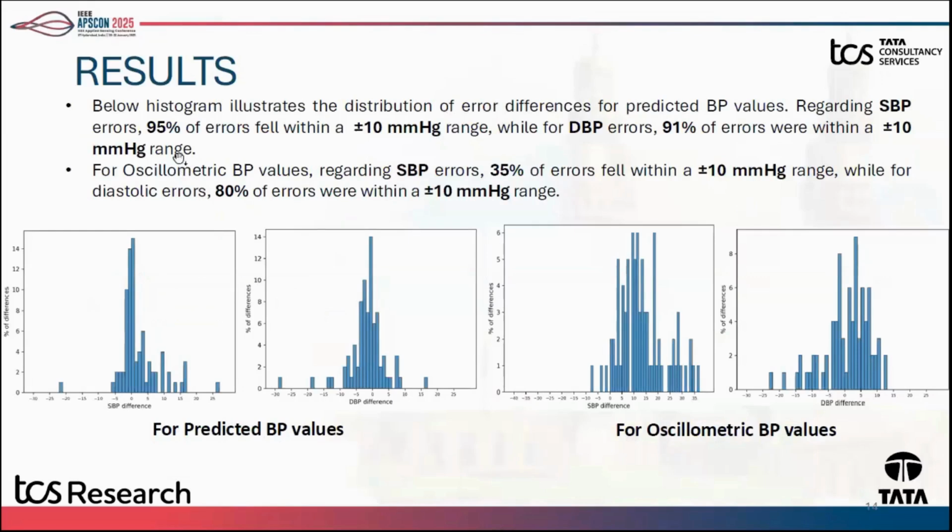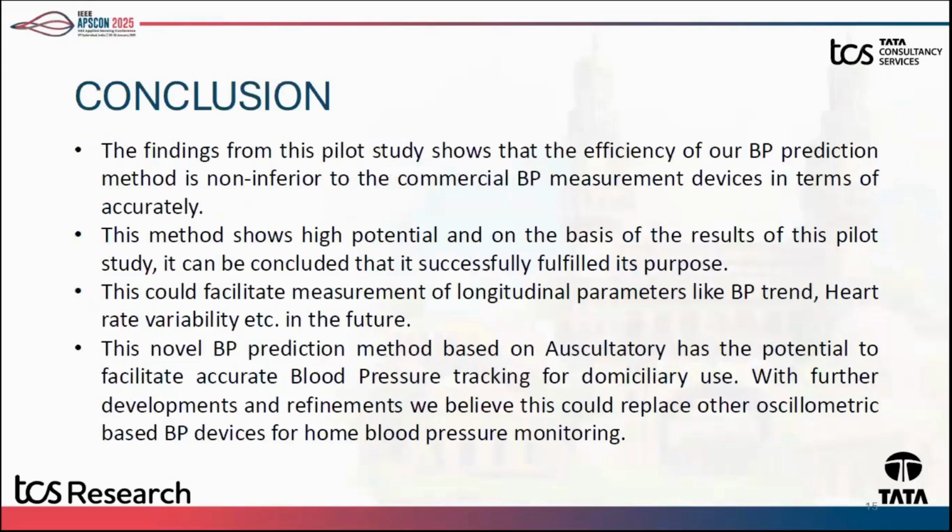90 to 95% of errors fall within plus or minus 10 mmHg for SBP, and for DBP it is 91%. To conclude, these results show that it is a successful pilot study. From this study, we can show that this BP measurement method is non-inferior to commercial BP measurement devices. With further developments and refinements, we believe this could replace oscillometric-based BP devices for domiciliary use only.